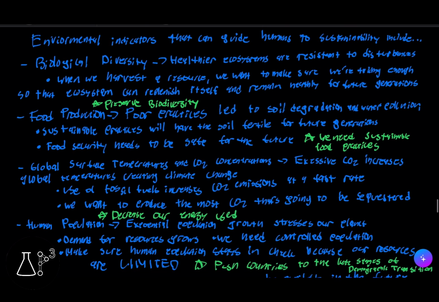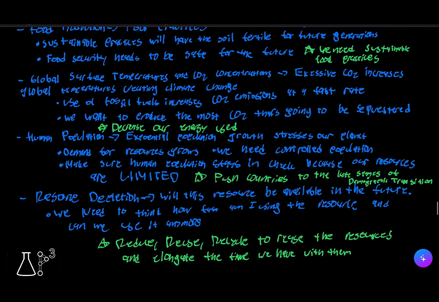And now we're going to talk about global surface temperatures and CO2 concentrations, or carbon dioxide. Excessive carbon dioxide, or CO2, increases global temperatures, creating climate change. Now, the use of fossil fuels increases CO2 emissions at a fast rate, and we want to produce the most CO2 that's going to be sequestered. So we want to decrease our energy use when it comes to carbon dioxide, so it doesn't lead to climate change and increasing global temperatures.